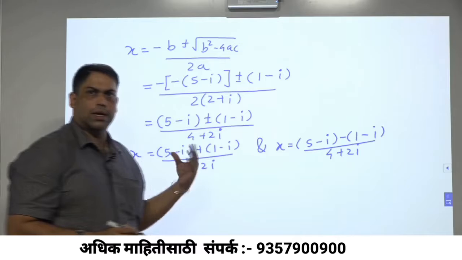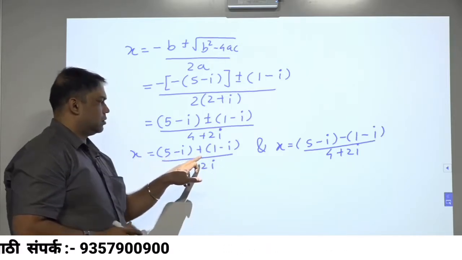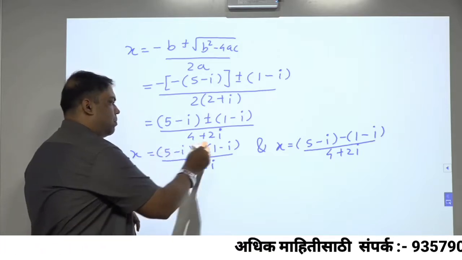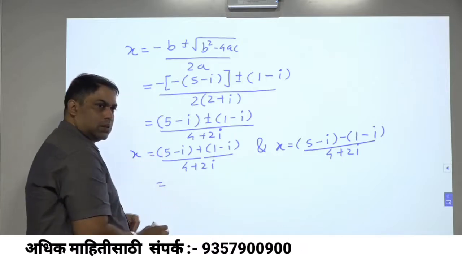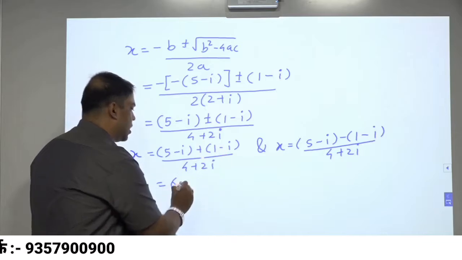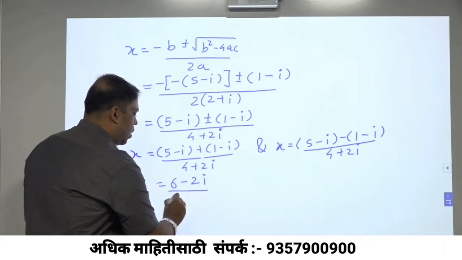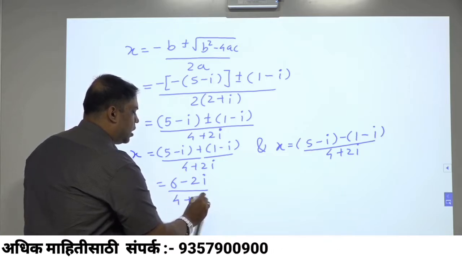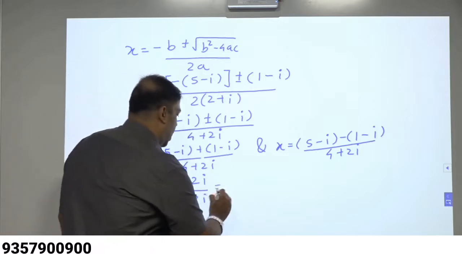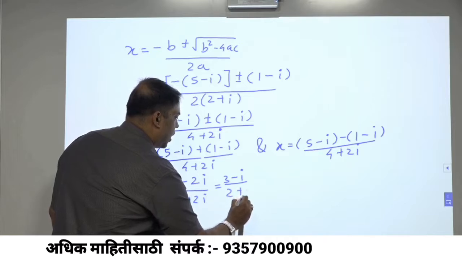Clear. I assume all this is clear now. Here we have a plus sign between the two brackets. So 5 plus 1 is what? 6. Then minus i minus 2i, am I right? And then 4 plus 2i. You can take 2 common from the numerator as well as the denominator. So we now have 3 minus i upon 2 plus i.